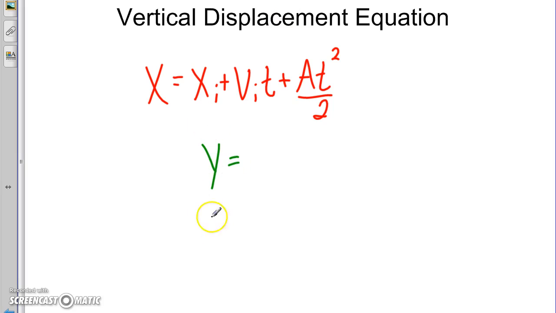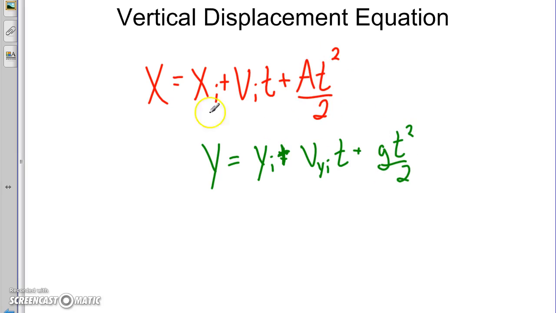I'll use y since it's up and down. Equals, it's still the initial vertical displacement, or what you would really call the height, right? The initial vertical displacement is a nice way to say height. Plus the initial velocity, again, that's going to be our vertical velocity. So still using that sine component. That's why being able to find that component is so important. The acceleration, again, is the acceleration due to gravity, g, t squared over 2.